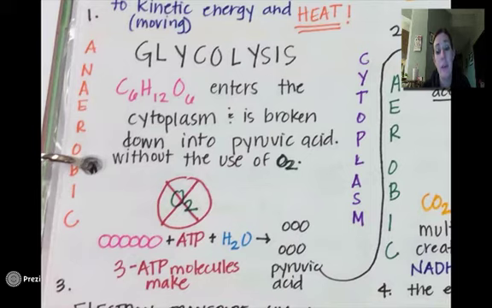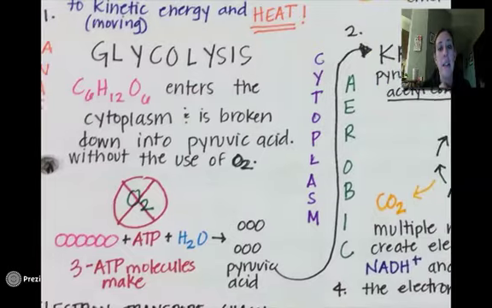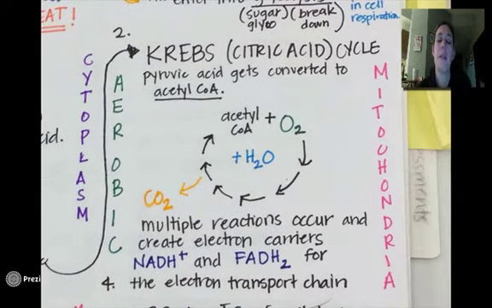The other thing that it produces is something called pyruvic acid. And pyruvic acid is just the molecule of glucose being split into 2 molecules that have 3 little chains around them. And that pyruvic acid is converted before it enters into the Krebs cycle to a molecule called acetyl-CoA.